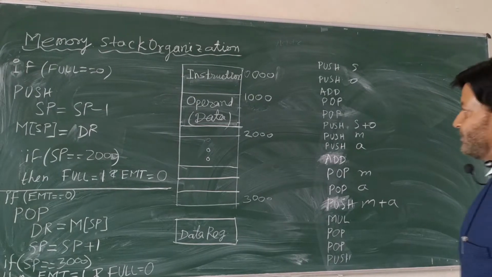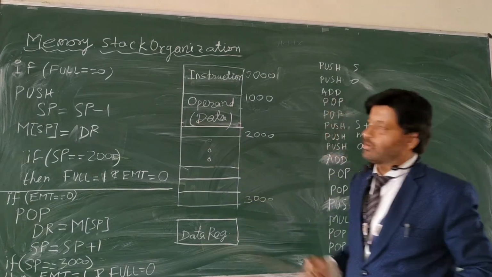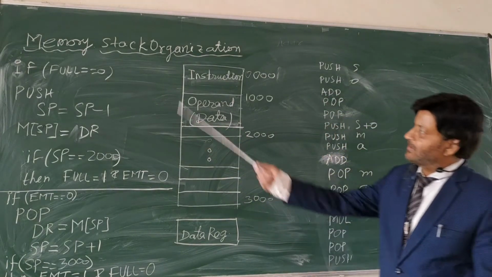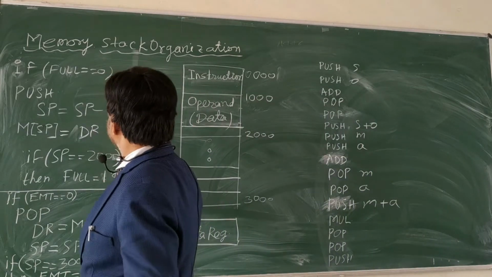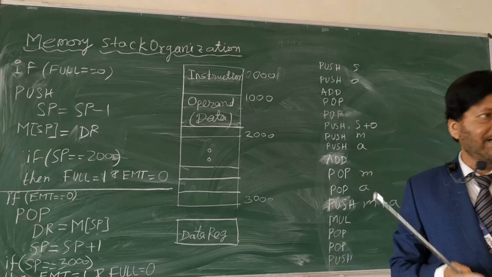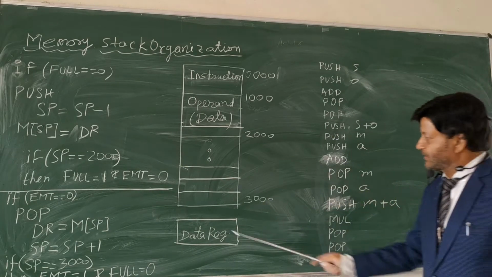So in this class we will see memory stack organization. In a previous class we have seen register stack organization. So what is memory stack organization? Basically we are considering our random access memory as a stack.